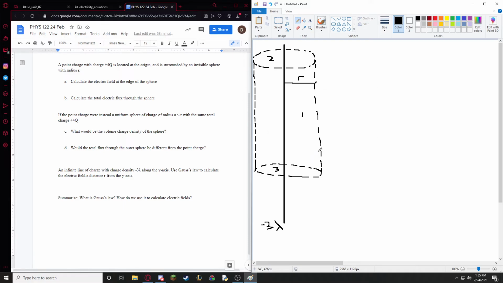So now let's take a look at Gauss's law. Remember, what's Gauss's law again? Let's just write it down.